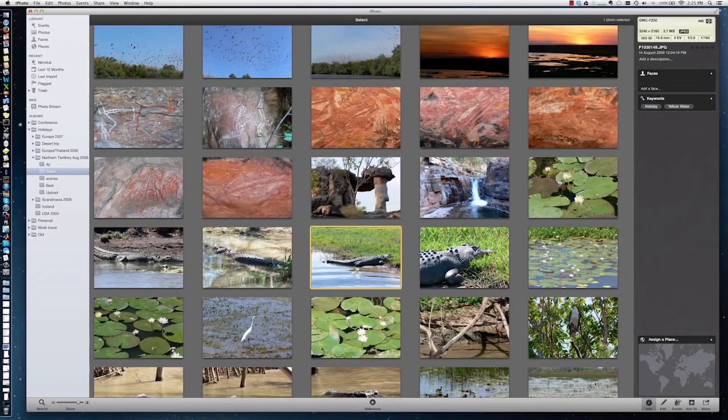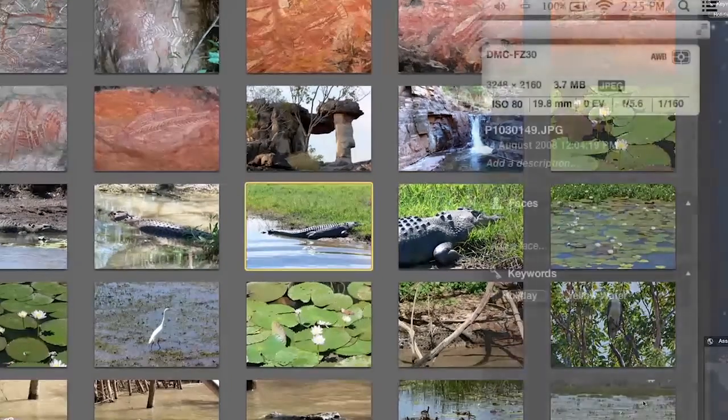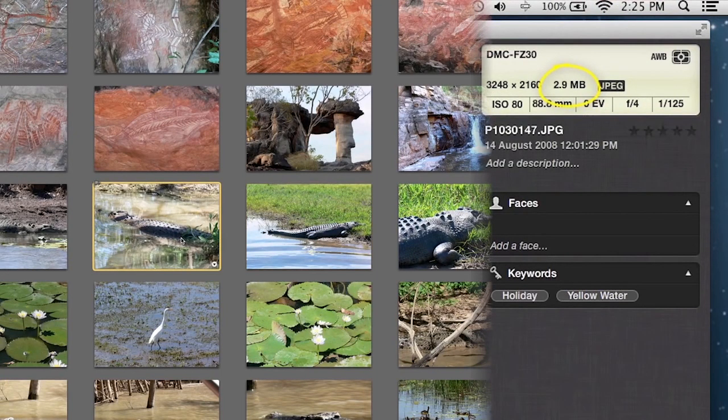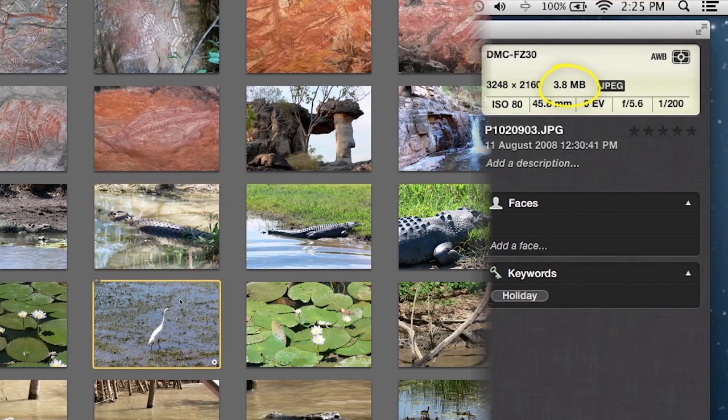All of these images have the same number of pixels, but the actual file size varies. This image, as we mentioned before, is 3.7 megabytes long. This crocodile is only 2.9 megabytes long. The bird picture is 3.8 megabytes. The size of an image after it's been compressed is a function of how much information is in that image.